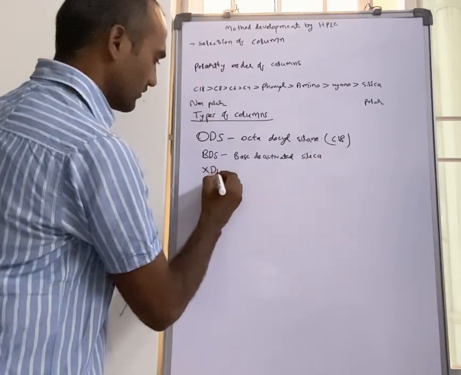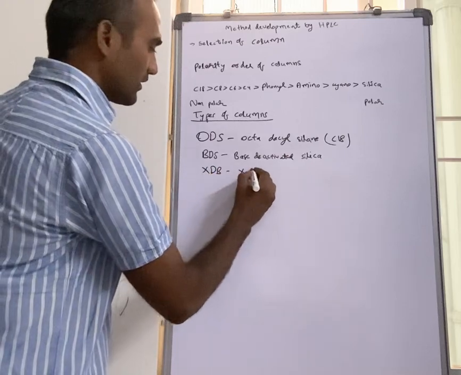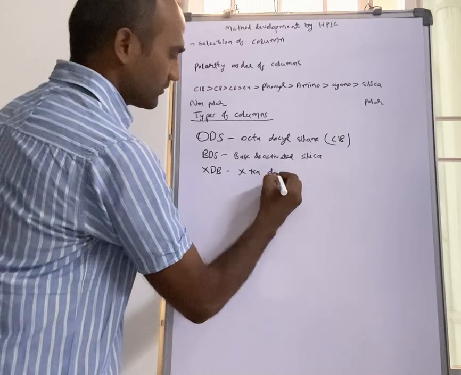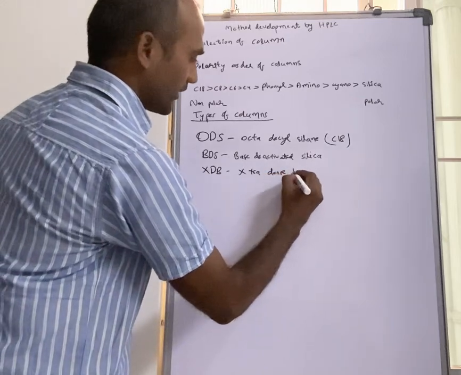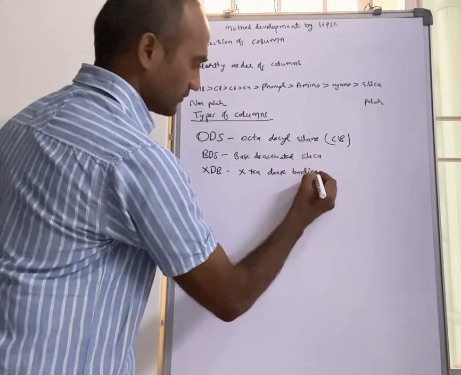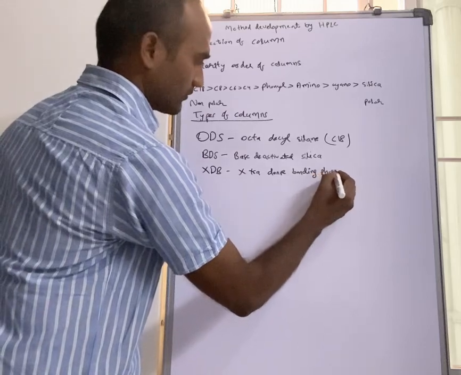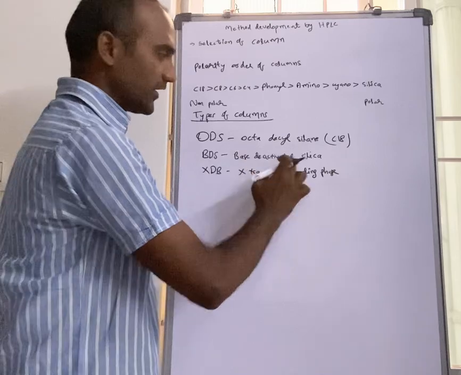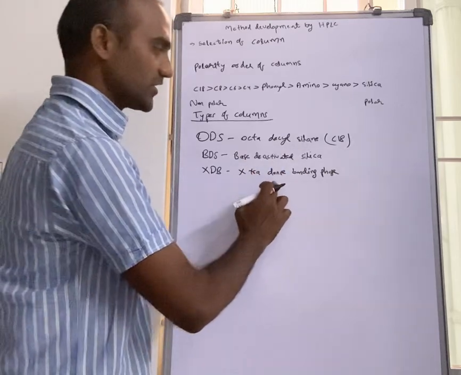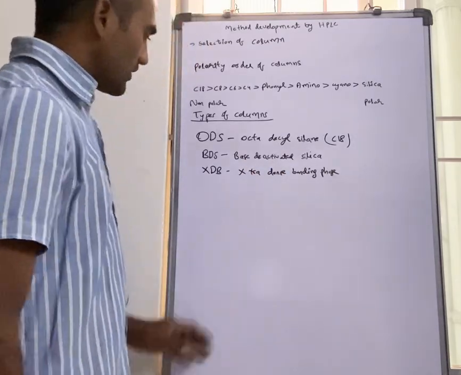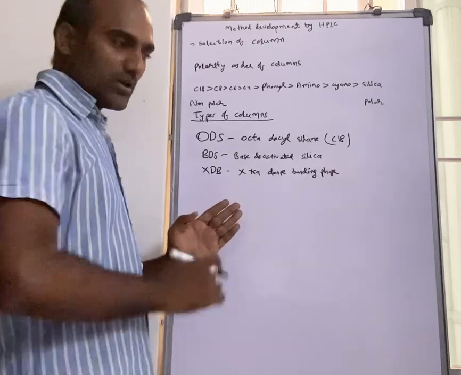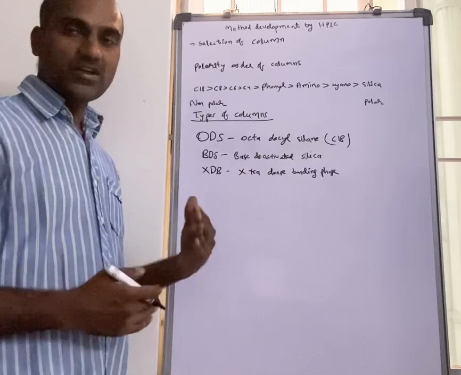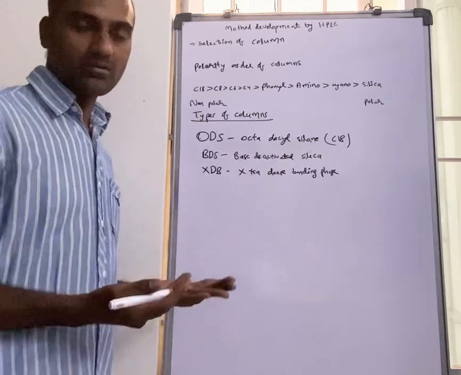XDB, extra dense bonding phase. ODS, octadecylsilane. BDS, base deactivated silica. XDB, extra dense bonding phase. So compared to normal other C18 columns, in XDB C18 the bonding phase will have more carbon loading.